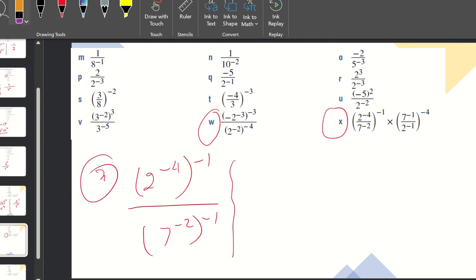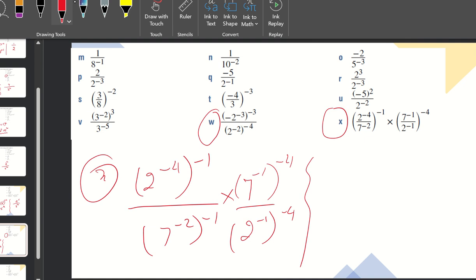And I have to multiply that by 7 to the power of minus 1 whole to the power of minus 4 by 2 to the power of minus 1 whole to the power of minus 4. Then I expand everything, so you get 2 to the power of minus into minus, plus 4. Take this denominator to the top, so you get 7 to the power of 2 times 7 to the power of 4 divided by 2 to the power of 2. 4 ones are 4.